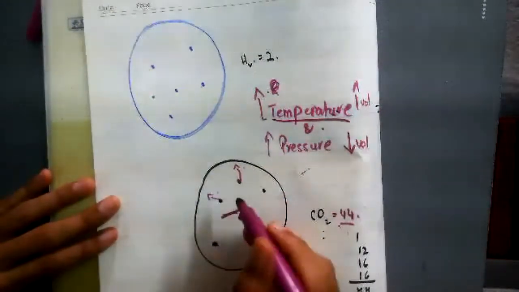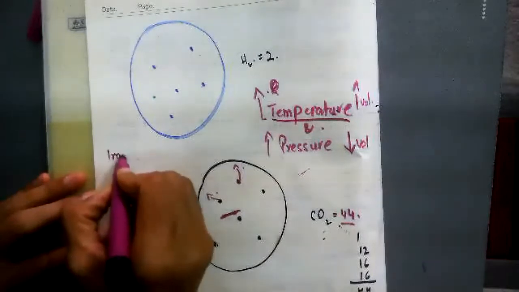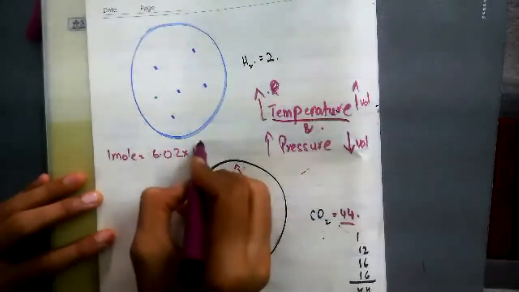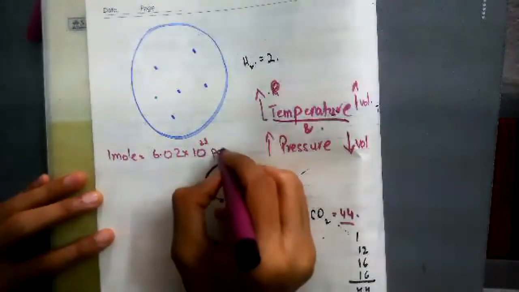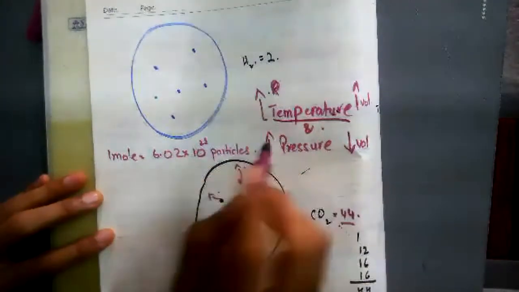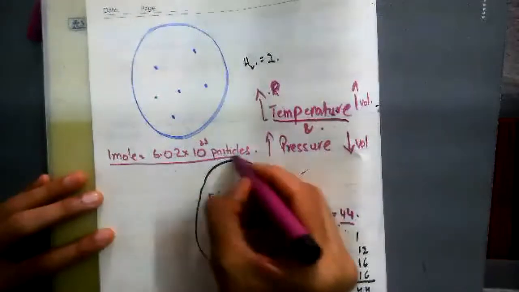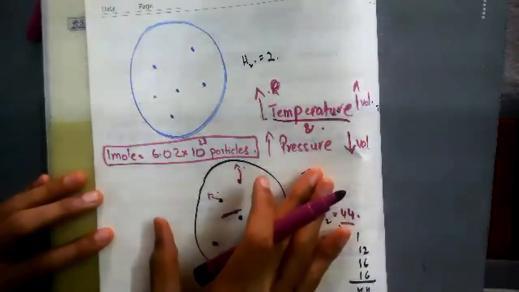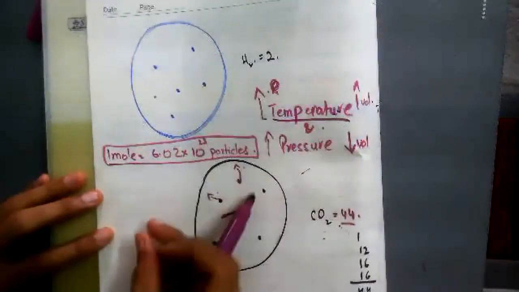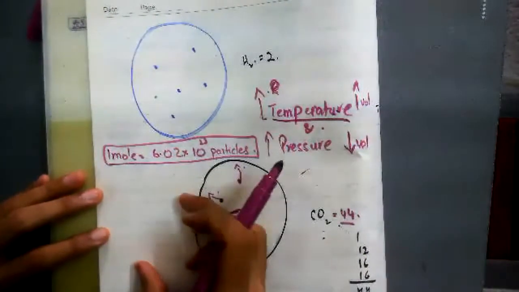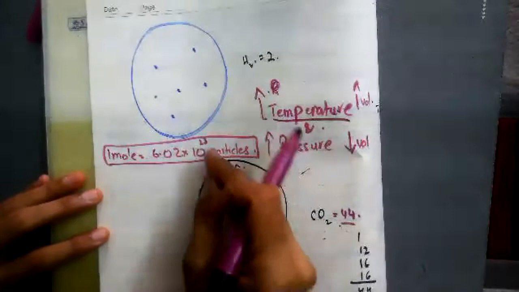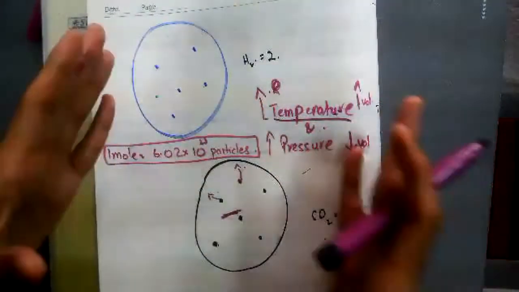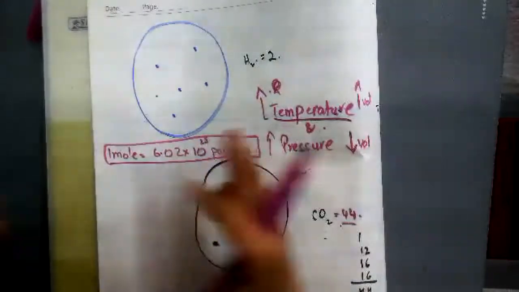And another thing, 1 mole has 6.02 into 10 to the power 23 particles. That rule applies to even gases. This is true whether gas, solid, or liquid. So you can think that 1 mole contains 6.02 into 10 to the power 23 particles, and if you expand it, the number of particles of 1 mole will stay the same.